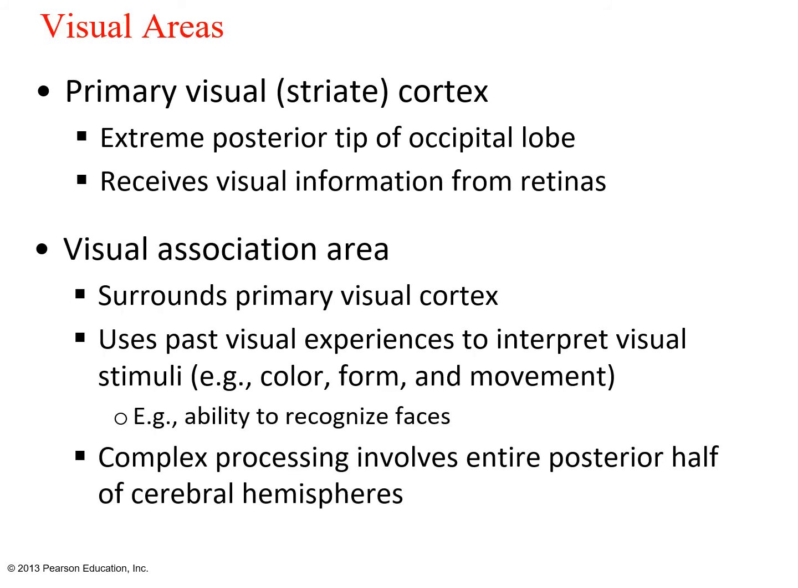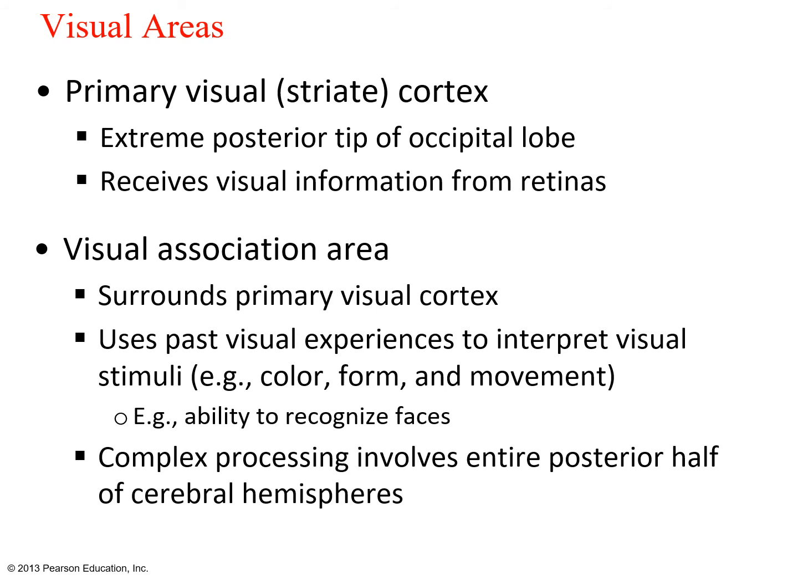The primary visual cortex, also called the striate cortex, is at the very back tip of the occipital lobe. And this does receive visual information from the retinas, which again we saw in the last dissection in lab. The visual association area surrounds the primary visual cortex. Essentially, what this does is remember past visual experiences to interpret what you're seeing now. So things like color, form, movement, and the ability to recognize objects come from the visual association area. And this involves the entire posterior half of the cerebral hemispheres.